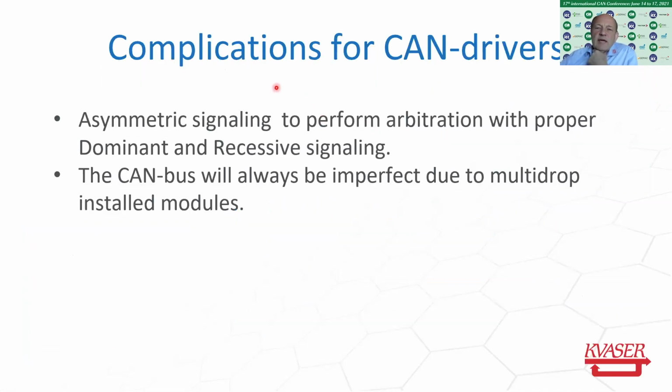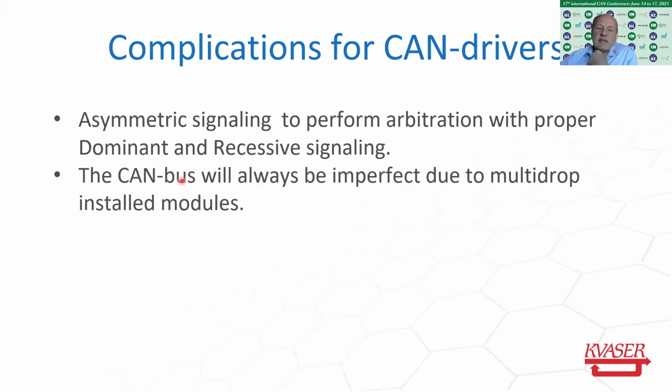So the complication for CAN drivers is the asymmetric signaling. You have dominant and recessive bits, which makes it complicated to get good signaling, because to get good symmetry you would like to drive the signals in both directions. This is partly solved with a SIC transceiver, where you at least drive the edges, even if you don't drive the whole bit. The switching is done by the SIC transceiver, so you get better symmetry between making the bits dominant compared to making the bits recessive.